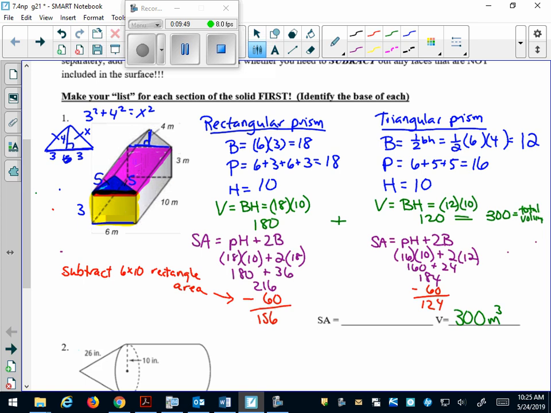So now the total surface area, we just take these two things, 156 plus 124, and we get 280. Square meters for area, cubic meters for volume.